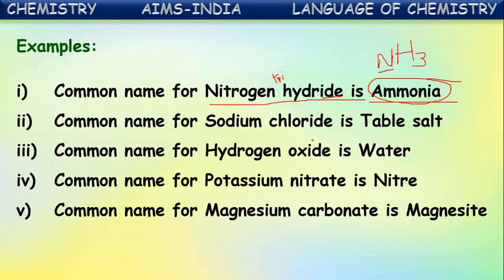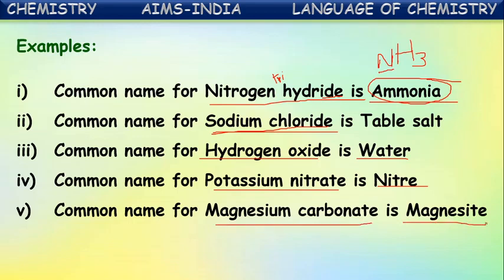And for sodium chloride, we know it is a very familiar compound. Sodium chloride, NaCl, has so many common names like table salt, common salt, rock salt. These are all common names of sodium chloride. One more common name: for hydrogen oxide, it is water. Dihydrogen oxide is water. The common name of potassium nitrate is niter. In the same way, magnesium carbonate has the common name magnesite. These all come under common names or trivial names. They do not have any peculiar rules for writing this.